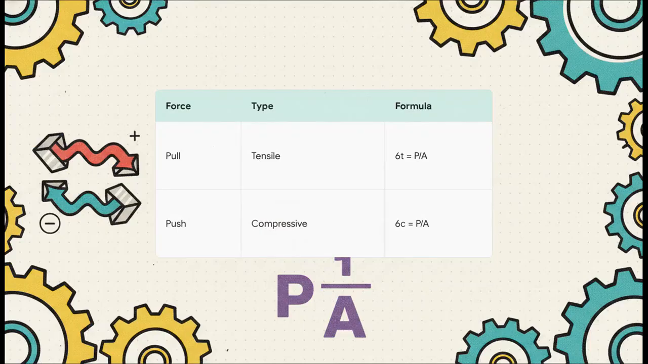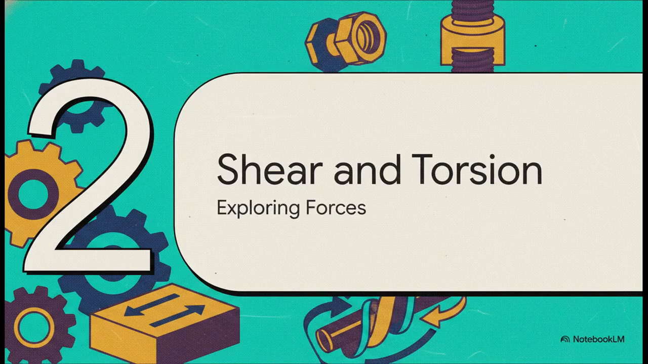Here's a quick comparison to really lock these fundamentals in. Tensile is a pulling force, usually given a positive sign convention in calculations. Compressive is a pushing force, usually given a negative sign convention. But both absolutely share that core P over A formula. Make sure you have this basic alphabet of stress fully memorized, because the rest of this explainer totally relies on it. Moving on to section 2, exploring shear and torsion.